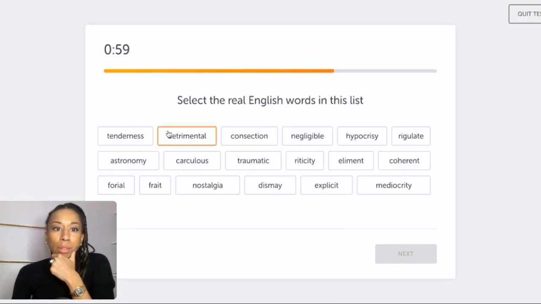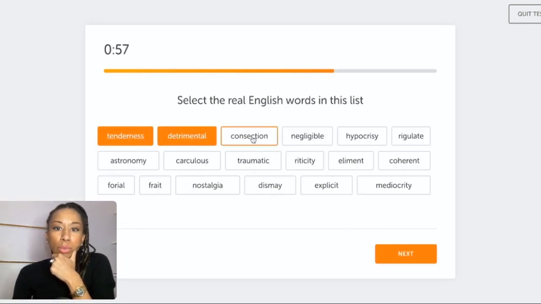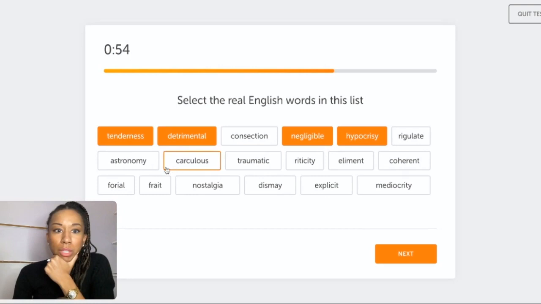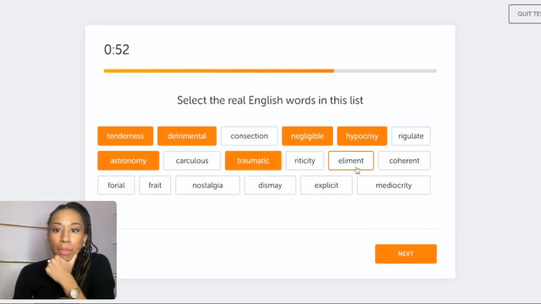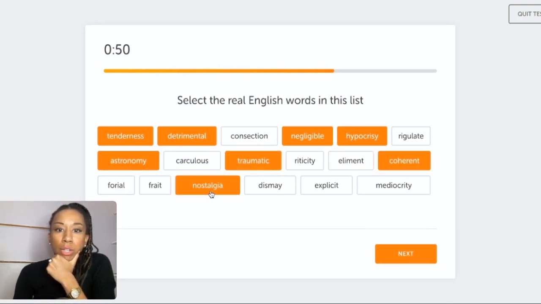Okay. Real words: tenderness, detrimental, negligible, hypocrisy, astronomy, traumatic, element, coherent, nostalgia, dismay, explicit, mediocrity.